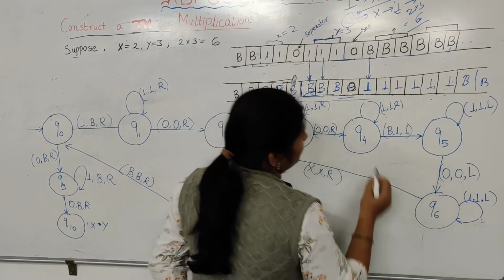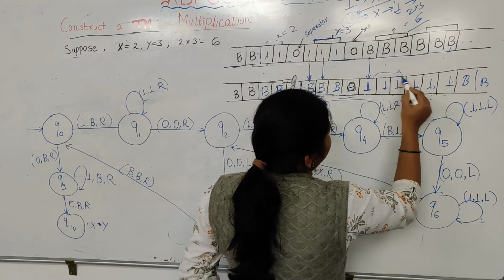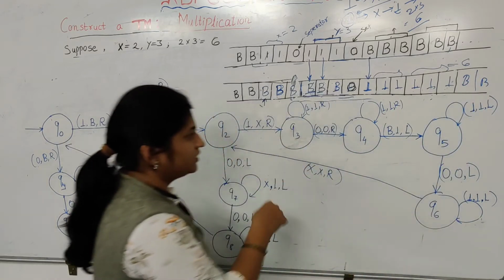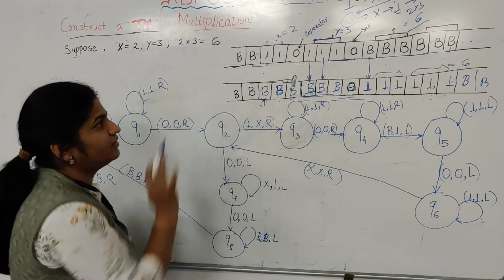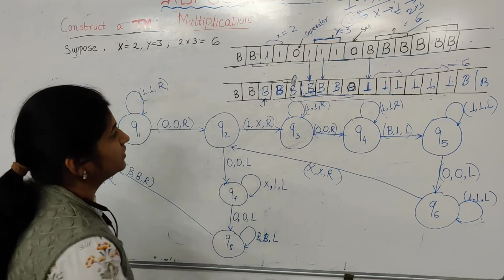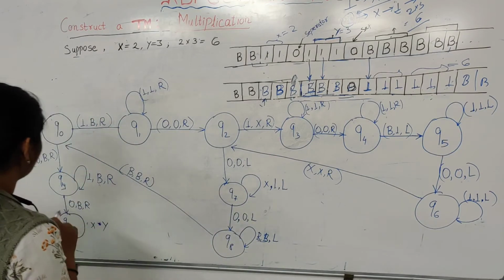So what is the remaining portion here? 3 ones here and 3 ones here. Total is equal to 6 ones. This is the basic idea behind this construction of the Turing machine. So let's construct the transition diagram for the same.